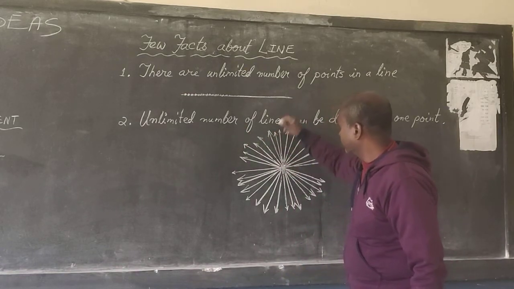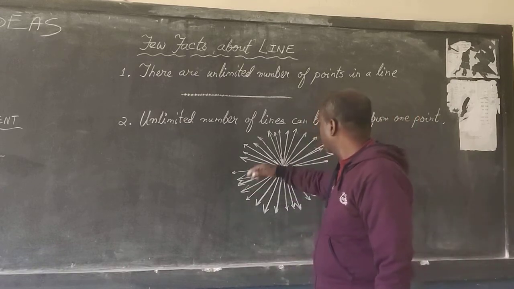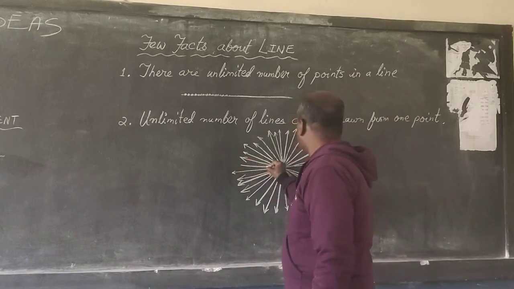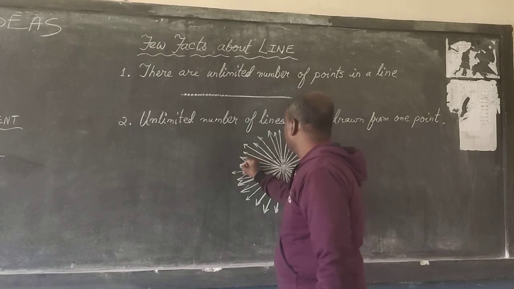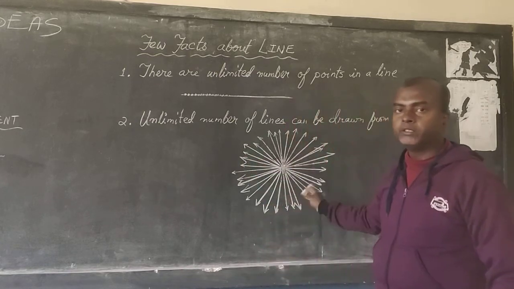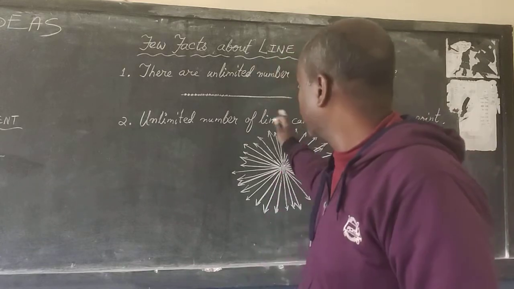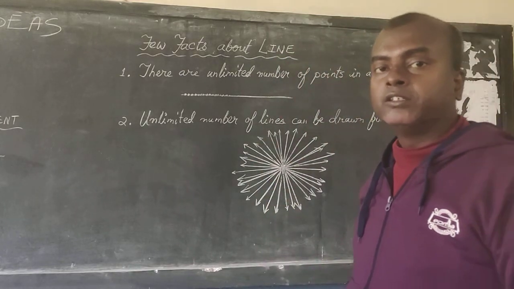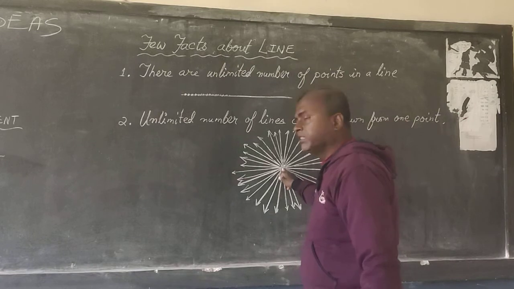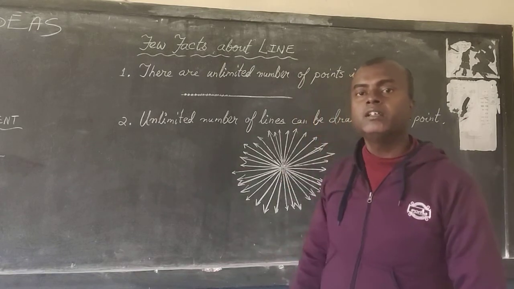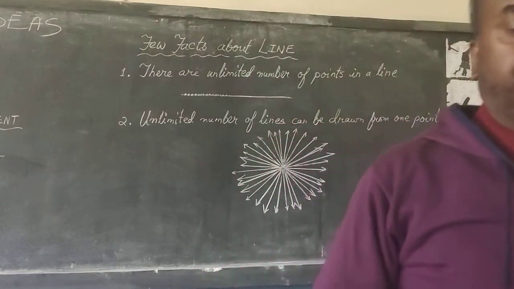Okay, from one point, many lines can be drawn, and you can still add. You can go on adding. There's no point for me to go on adding. It's a waste of time. Just for you to understand, I have drawn this so that you will realize that from one point you can have an unlimited number of lines.